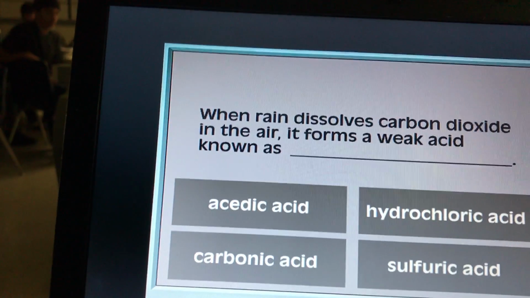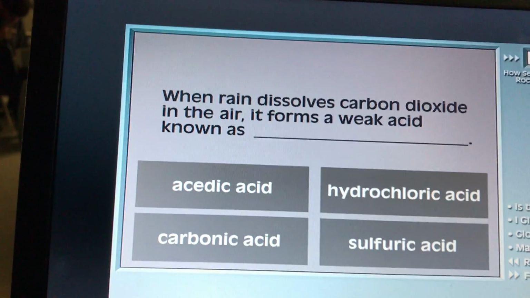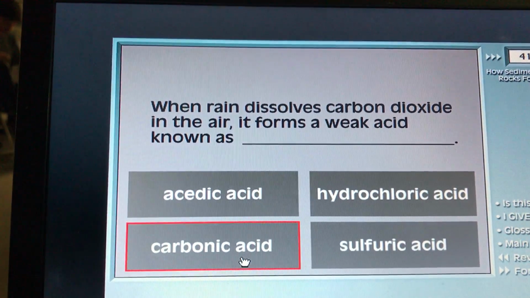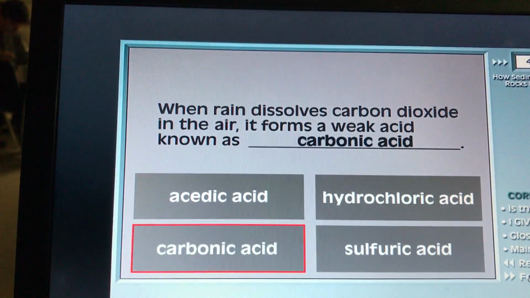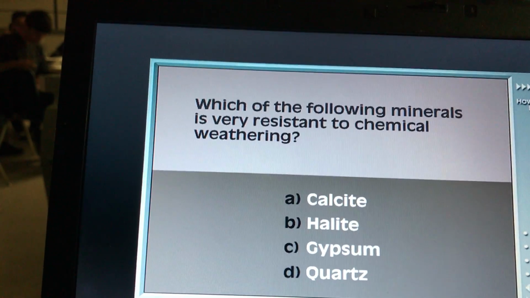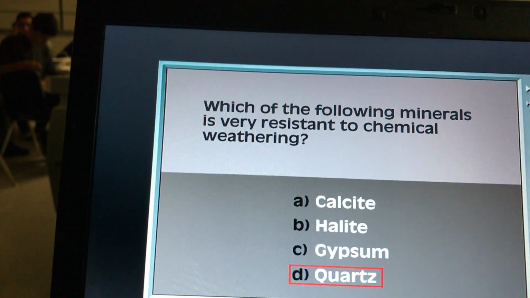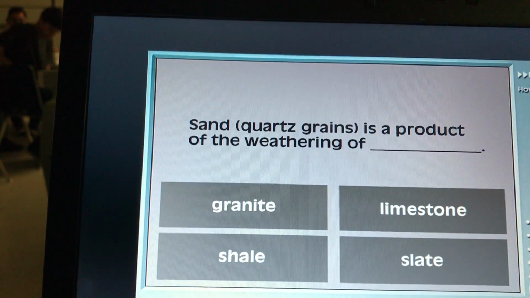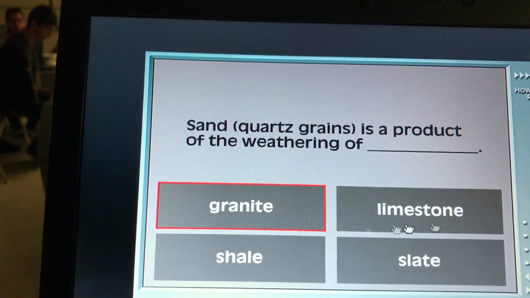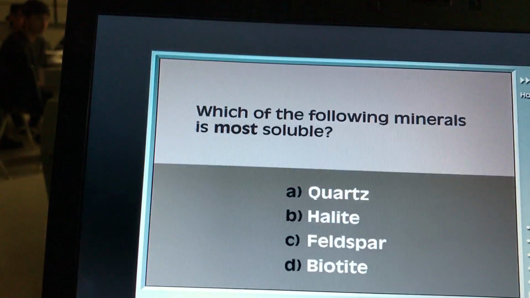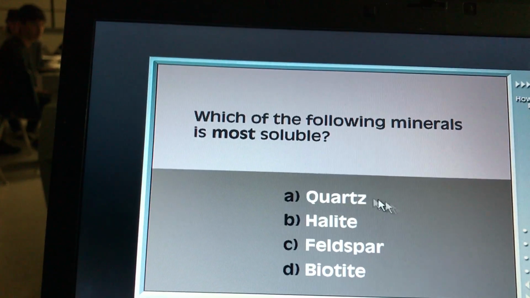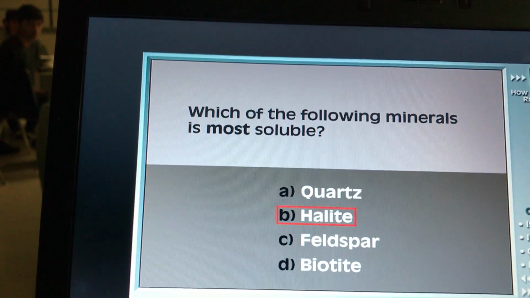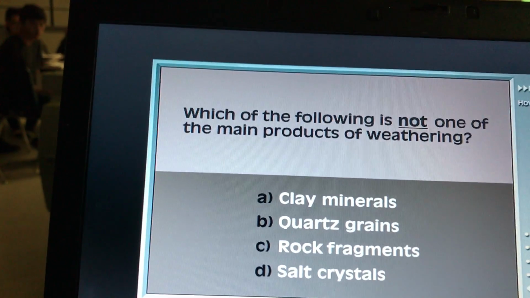When rain dissolves carbon dioxide in the air, it forms a weak acid known as. Which of the following minerals is very resistant to chemical weathering? Sand, or quartz grains, is a product of the weathering of. Which of the following minerals is most soluble? Which of the following is not one of the main products of weathering?